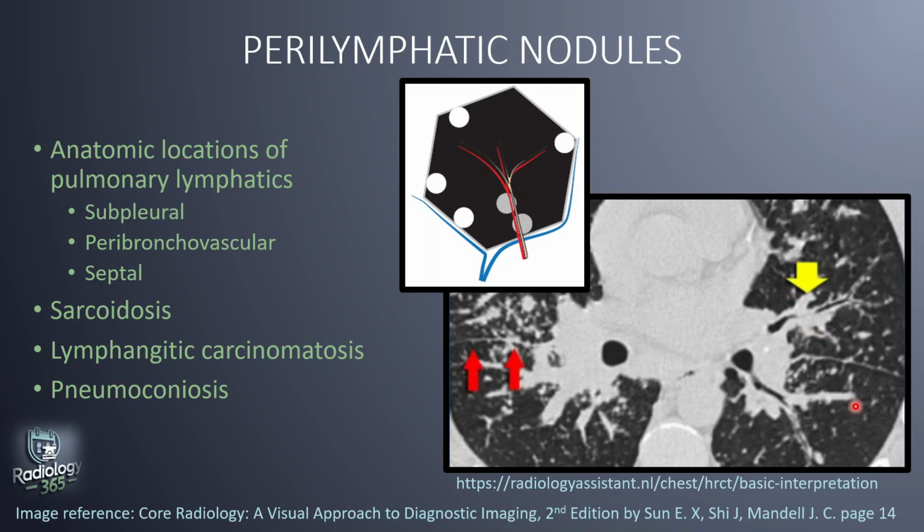Always look carefully for these nodules in the subpleural region along the fissures, because this finding is very specific for sarcoidosis. Typically in sarcoidosis, there is an upper lobe and perihilar predominance. And in this case, we see the majority of nodules located along the bronchovascular bundle.